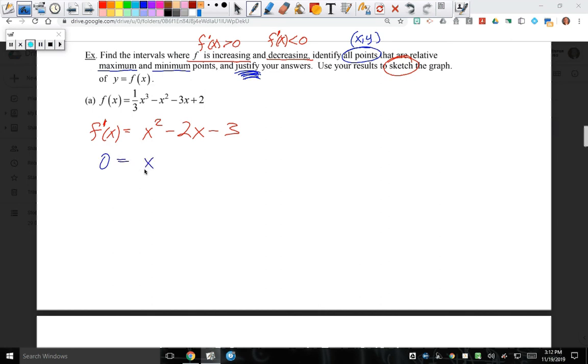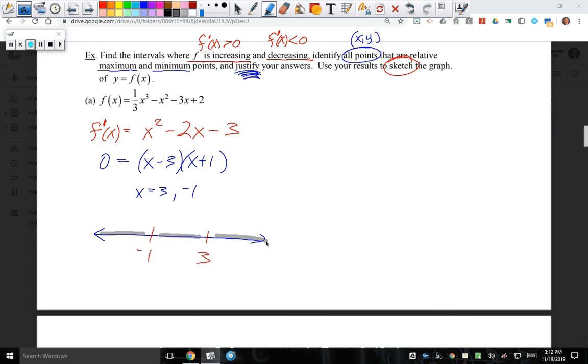So here we go. Factoring out. Do you agree with my factoring? Yep. So my zeros will occur at 3 and negative 1. So here, I'm going to put one at negative 1 and one at 3. How many intervals am I testing? 3. What is the name that you could give this number line? Yep, f prime of x. Okay? So now let's plug in numbers.